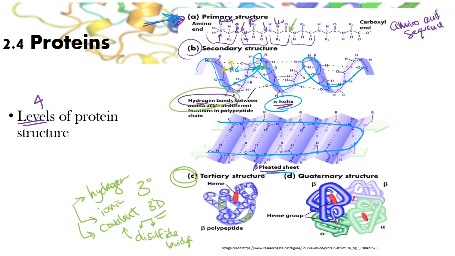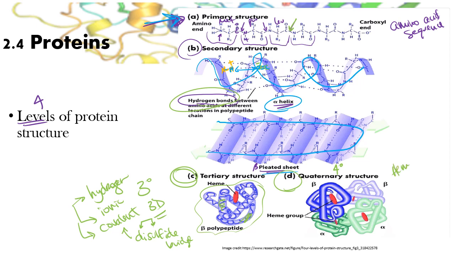But wait, there's one more. We also have quaternary structure. If we have multiple polypeptides that get stuck together to make the functional protein, we have quaternary structure. Quaternary, or that fourth level of structure, we're going to have multiple polypeptides, each of them with its own primary, secondary, and tertiary structure, then get stuck together.